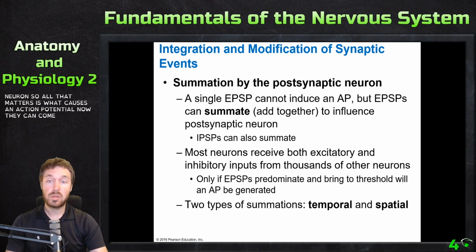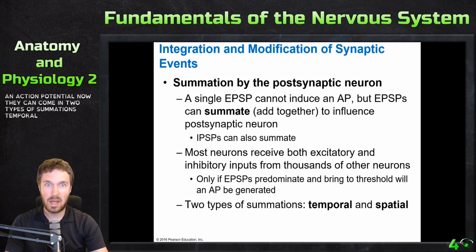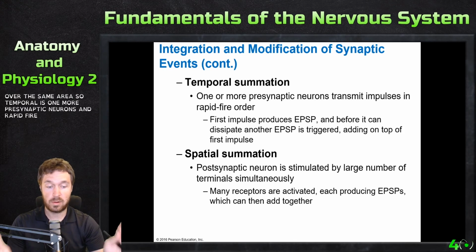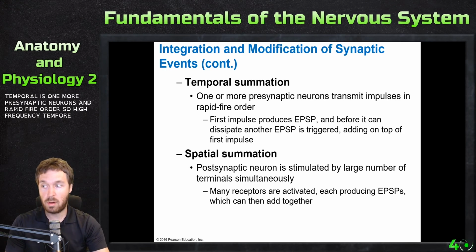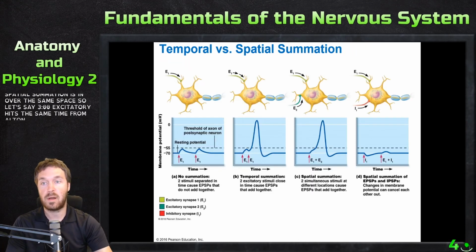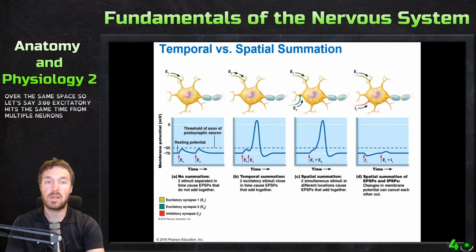Now they can come in two types of summations: temporal, time, and spatial, over the same area. So temporal is one or more presynaptic neurons in rapid fire order, so high frequency, over a period of time. Whereas a spatial summation is over the same space. So let's say three excitatory inputs hit at the same time from multiple neurons. So here are a few examples.